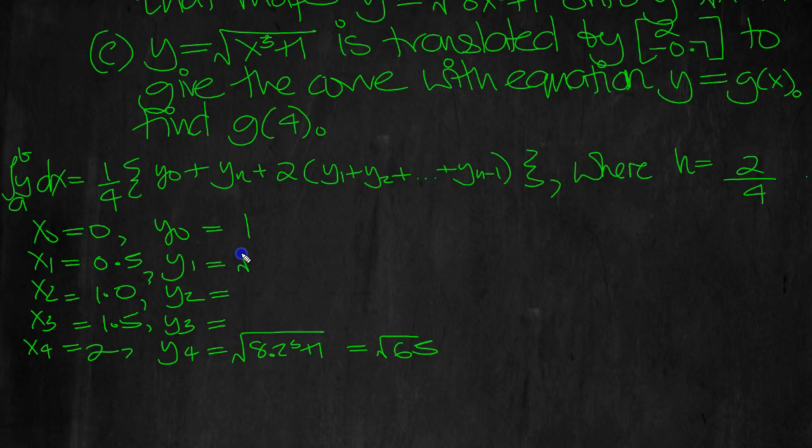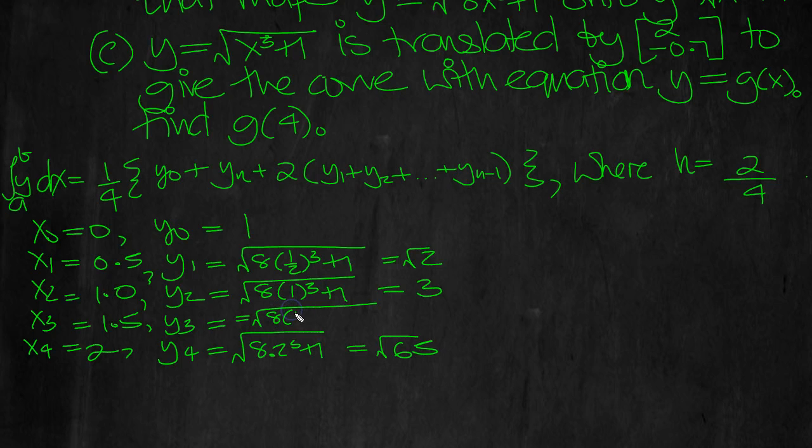Next one then, put half in. 8x cubed, 8 times a half cubed plus 1. That would be 1 plus 1, which is equal to root 2. Then the next one, 8 times 1 cubed plus 1, isn't it? So that would be the square root of 9, which is 3. And then this would be the square root of 8 times 1.5, which is 3 over 2 cubed, plus 1. The 2 cubed and the 8 cancel. 3 cubed is 27, plus 1 is 28.